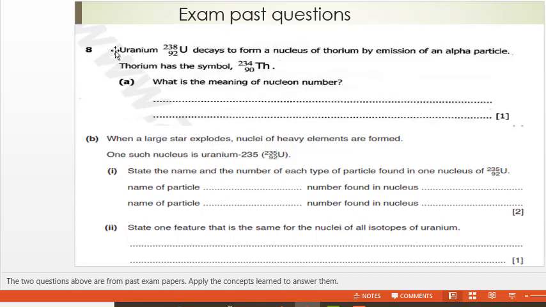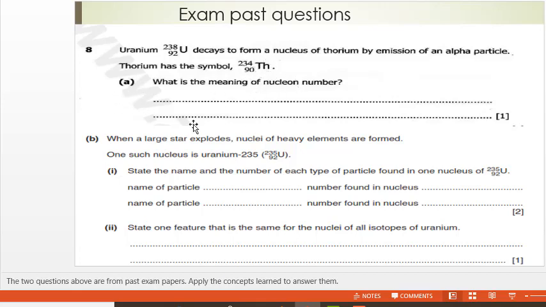It says uranium-238. As you can see, this uranium nuclide has 238 as its mass number, and 92 as its atomic number or proton number. It decays to form the nucleus of thorium. Like I said, we are not interested in the decay at this level. We'll look at it in the next session. By emission of an alpha particle. Thorium has the symbol Th, 234 as its mass number, and 90 as its atomic number.